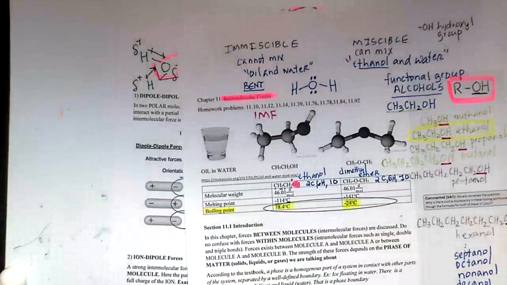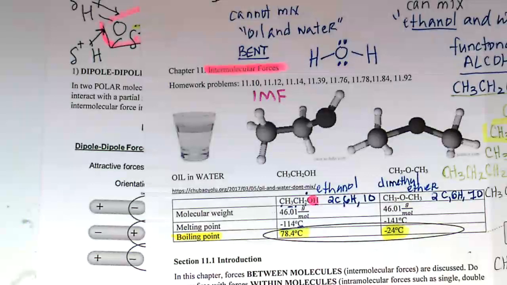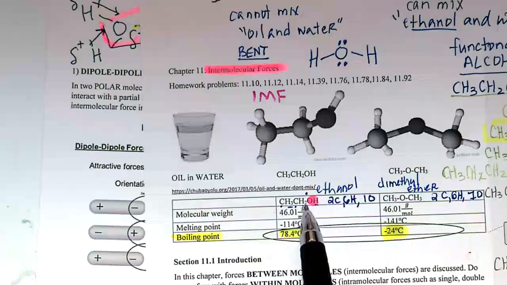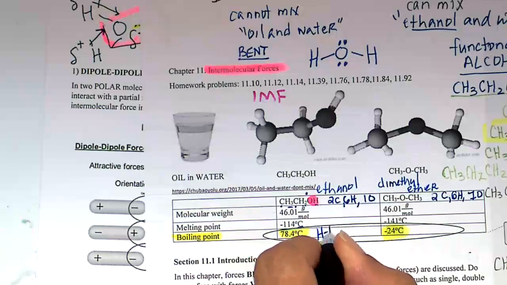Okay. Let's look back at this table here. In terms of intermolecular forces, what would the intermolecular force be with ethanol and another ethanol? What type of intermolecular force? Which one? Hydrogen bonding, very good.